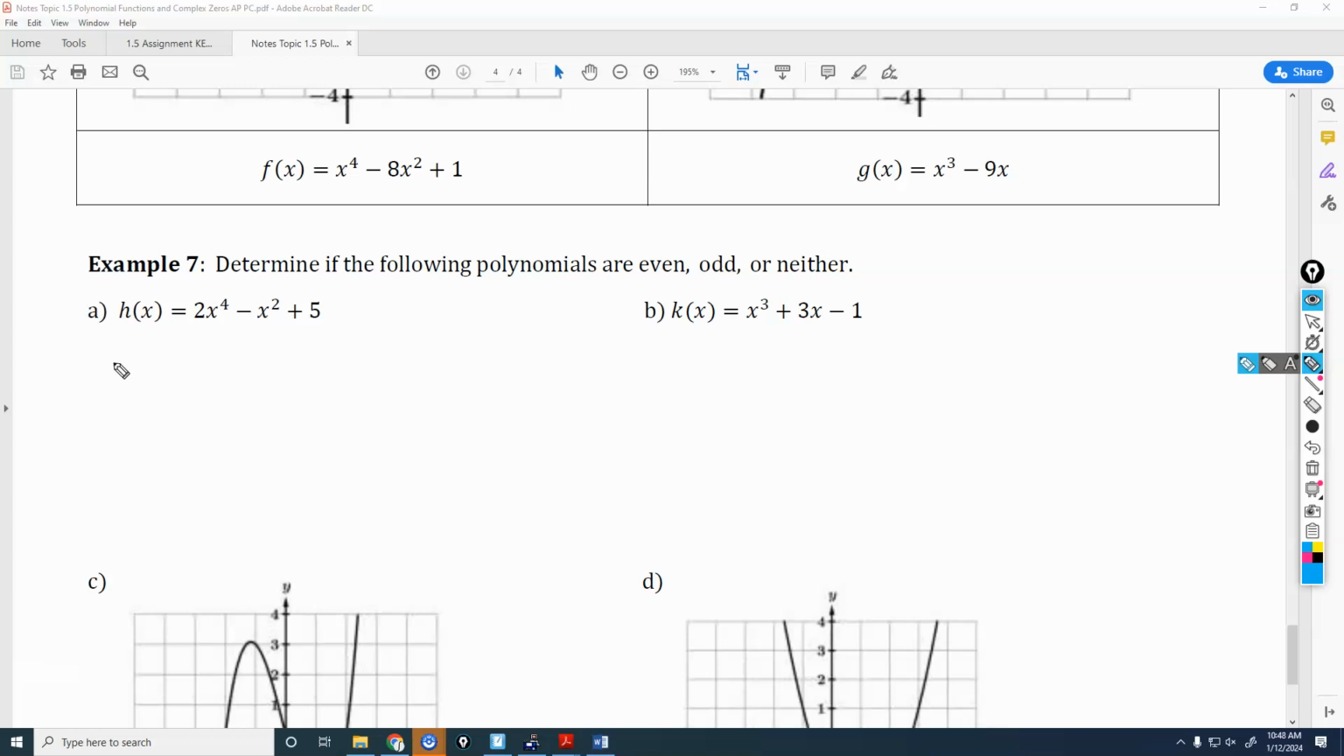We cannot use 0, right? Because we can't have a positive and a negative of 0, so don't plug in 0. What's the next easiest number to plug in? 1. All right, so let's plug in 1.